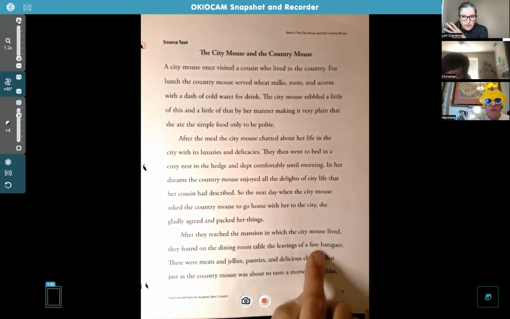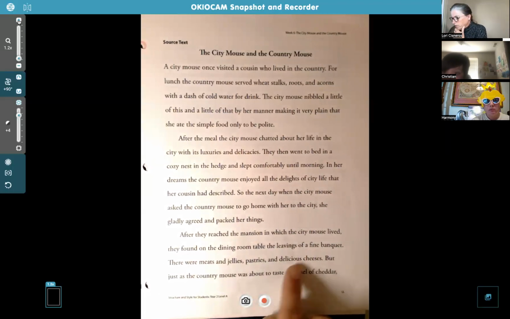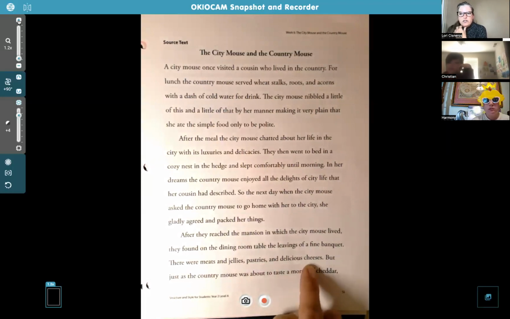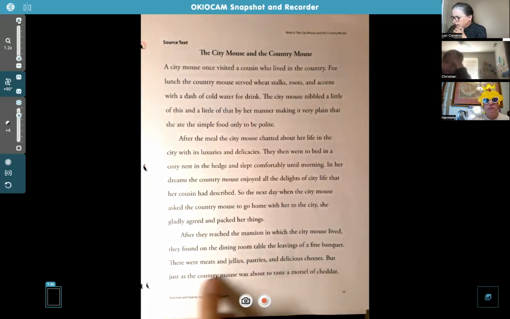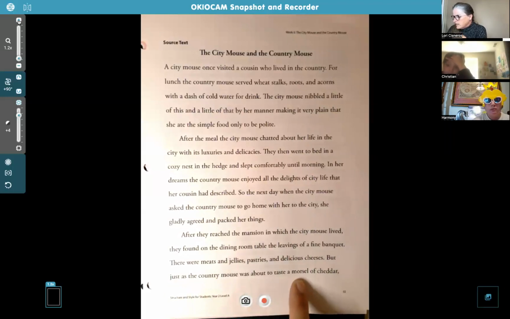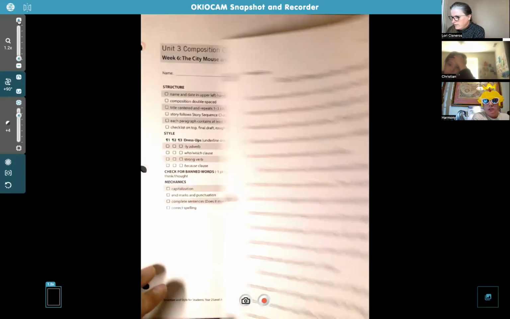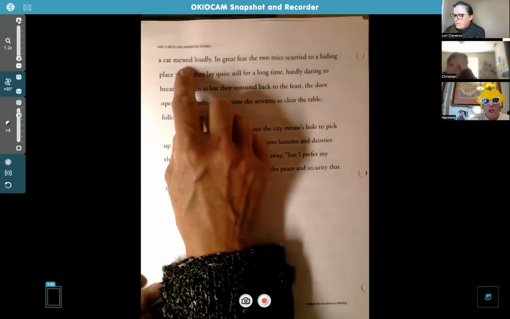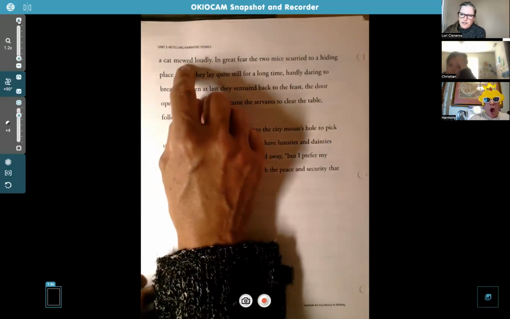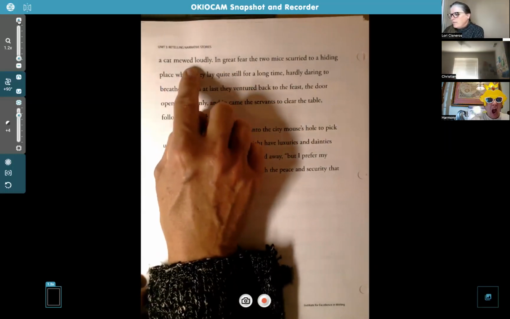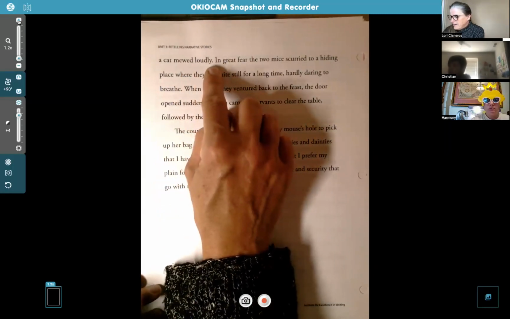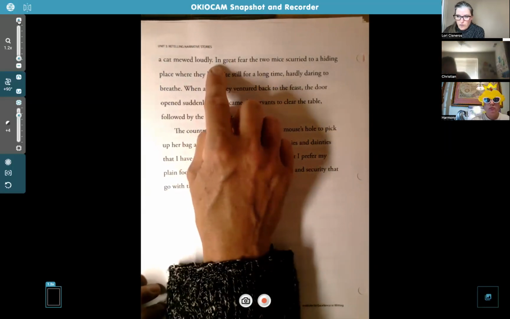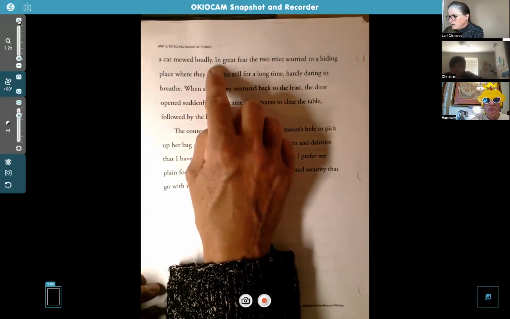I'm talking about the humans, right? The humans had a big party and they left the food on the table. There were meats and jellies, pastries, and delicious cheeses. But just as the country mouse was about to taste a morsel of cheddar, a cat meowed, or mewed is the way they spelled it here in this story. This is an old story, by the way. But the cat meowed loudly. Uh-oh. We know about cats and mice, right? I know about cats and mice and even dogs and mice.